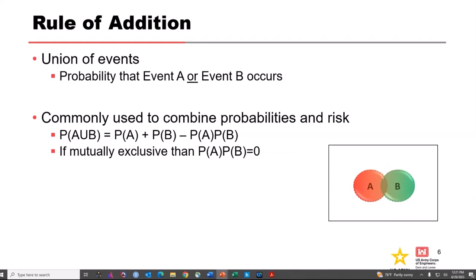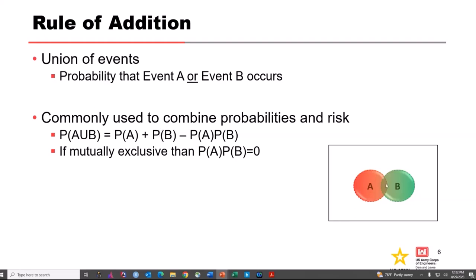We want the union, right? It could be A or B or both. So again, another common way to combine probabilities and risk. The probability of the union for two events can be obtained by just summing their marginal probabilities. So P of A plus P of B.